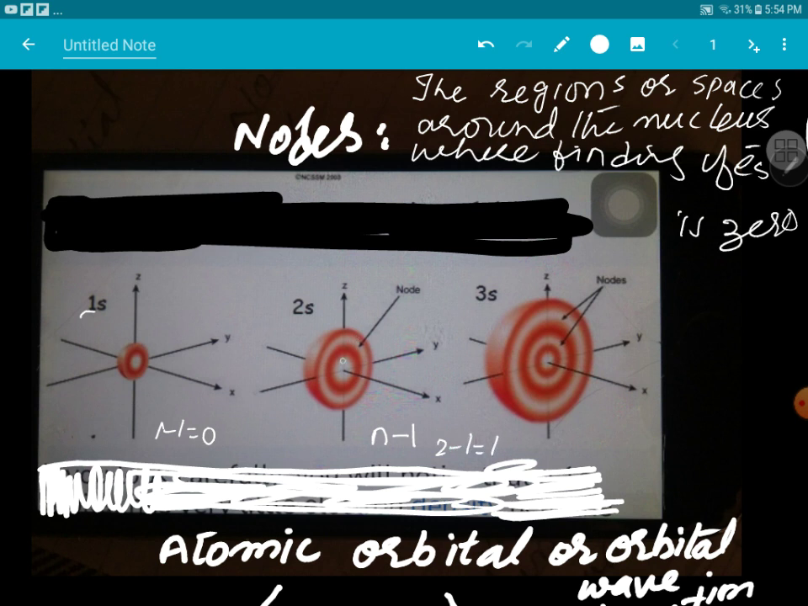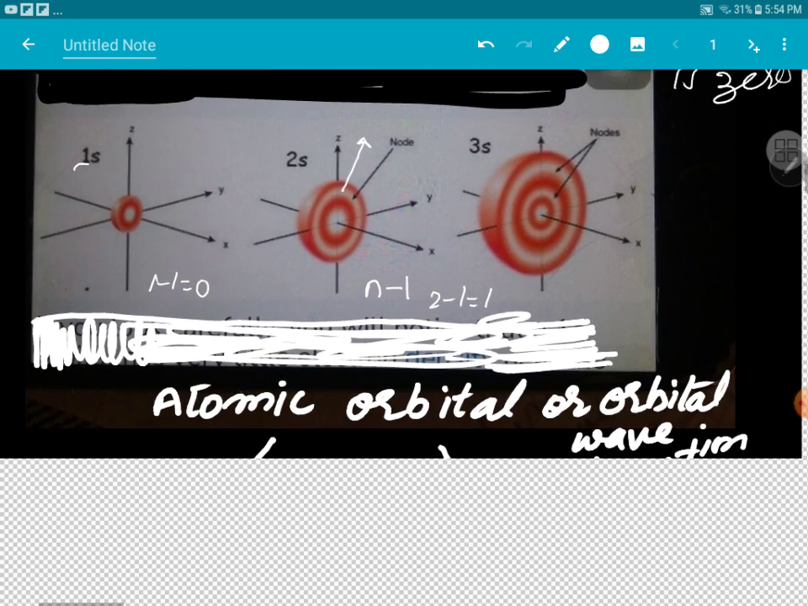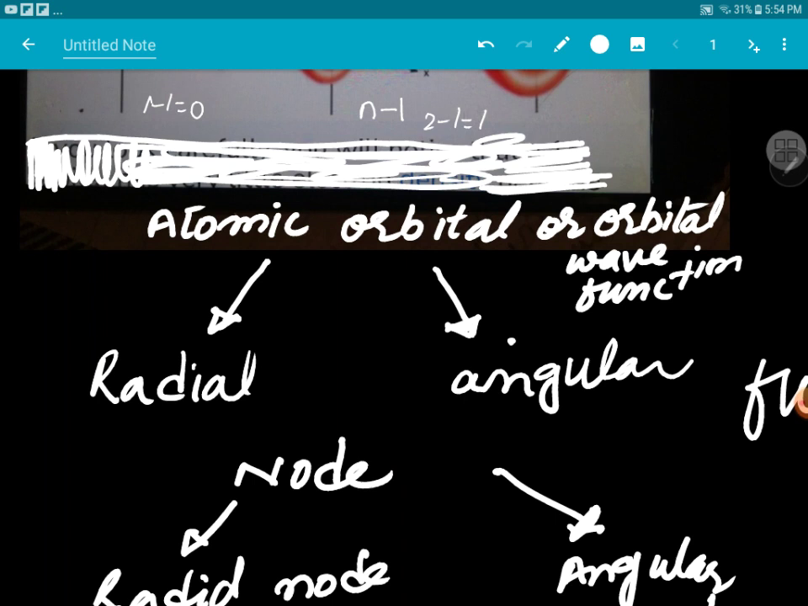node is present. That white region is called a node, and as usual for 3, 4, 5, 6, 7: 4 means 3 nodes are present, 3 means 2 nodes are present, meaning the finding of the electron is 0. And now we describe atomic orbitals or orbital wave functions.